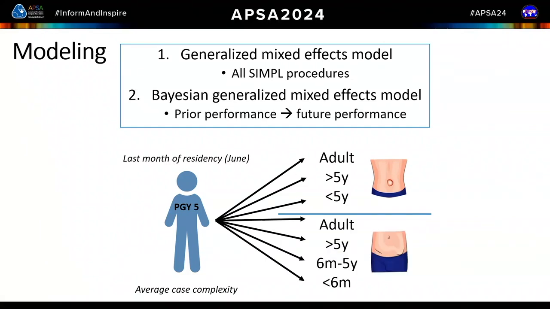We also evaluated residents performing open inguinal hernia repairs. Again, the groups are adult, pediatric patients greater than 5, grouped in the 6-month to 5-year range, and then less than 6 months old.